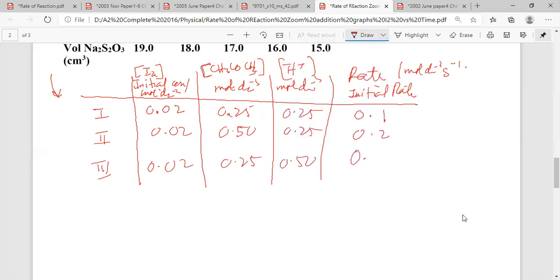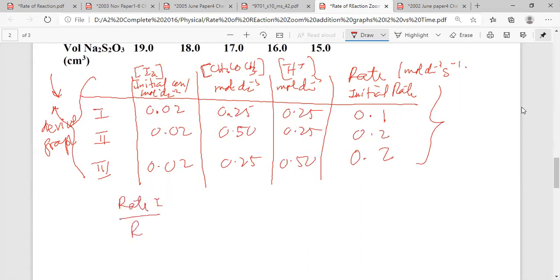Now if they give you this table, you don't need the graph, of course, because this is derived from the graph. Sometimes they don't give the graph, they give you only this table. Easy, right? You can compare using the ratio method: rate 1 over rate 2 to get your order, and then rate 1 over rate 3, and get your order.